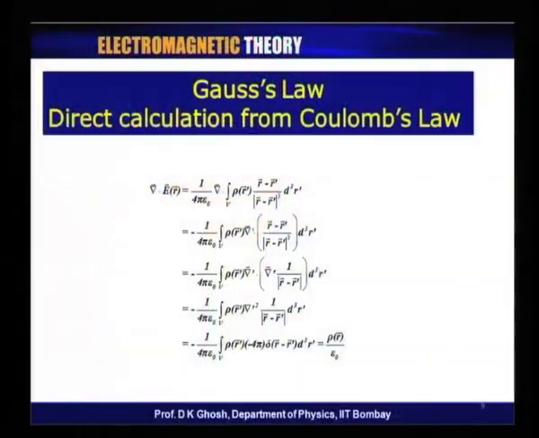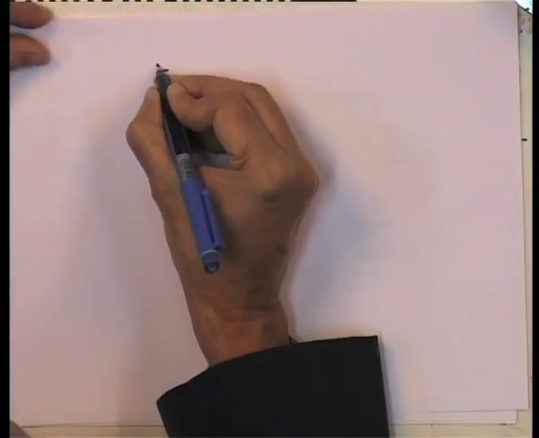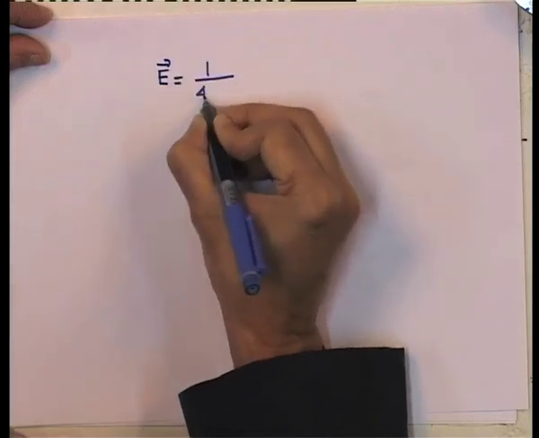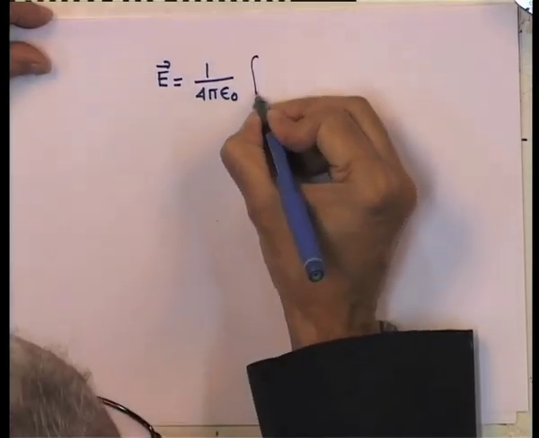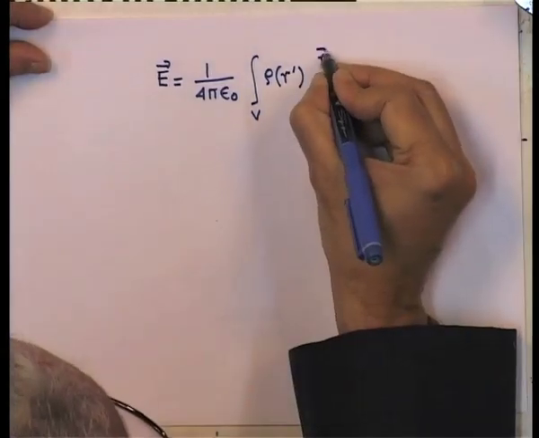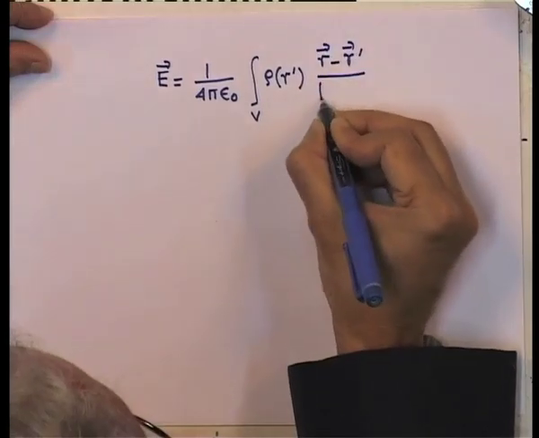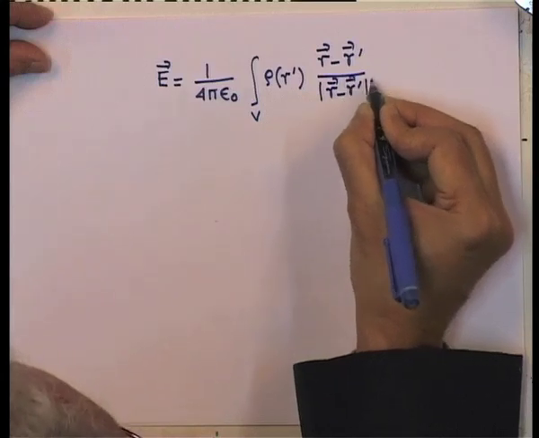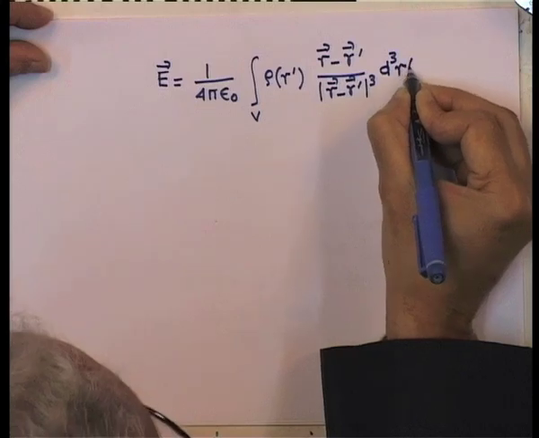So, let us do a little bit of detailed arithmetic and try to see whether one can directly derive it from Coulomb's law. For that I need the expression of Coulomb's law for a continuous charge distribution. Notice that we had earlier written down the electric field E at a point r as 1 over 4 pi epsilon 0, integral over the volume, rho at an arbitrary point r prime inside that volume, times (r minus r prime) vector by |r minus r prime| cubed, and the integration is over the primed variable.